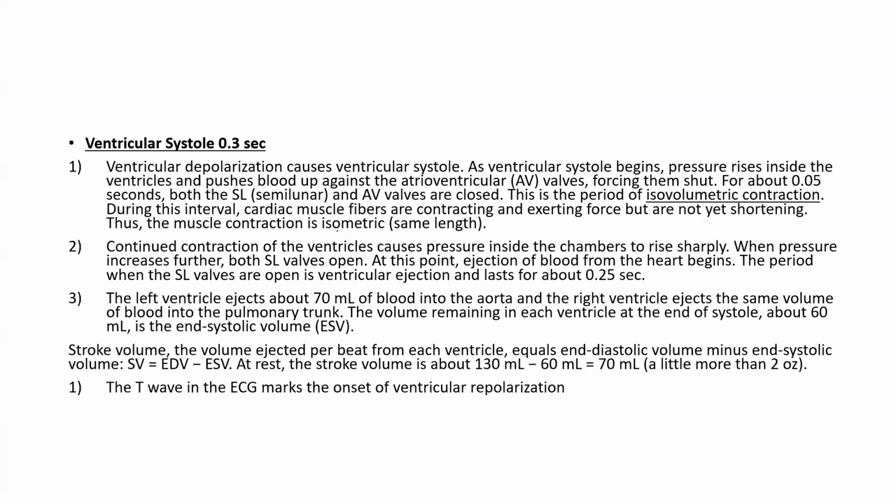Now see, for ventricular systole, what will happen? Systole means contraction. When the ventricles are contracting, you know very well, when volume decreases, pressure increases. So ventricular pressure will increase. When the pressure increases, first the AV valves will close to prevent the backflow of blood. The blood pushes against the AV valves, forcing them to shut. So the AV valves are closed.